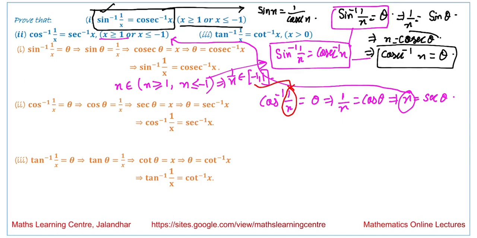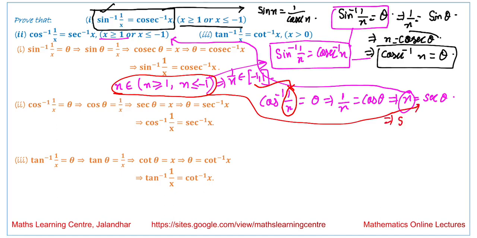And when we are talking about this x, we have it over here. This implies that secant inverse of x, this being the domain of the function secant inverse, is equal to theta. So again, by comparing these two values, we get that cos inverse of 1 by x is equal to secant inverse of x.